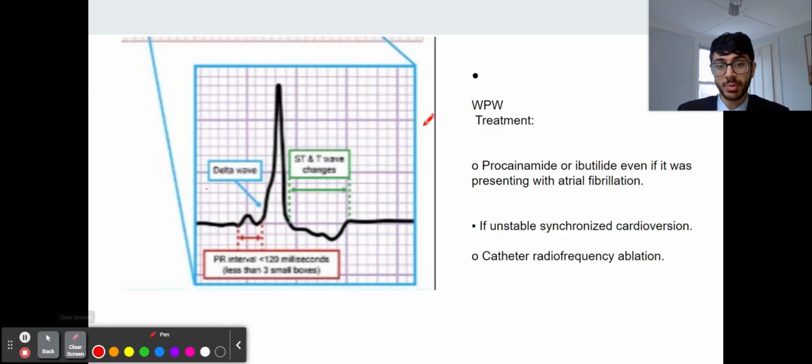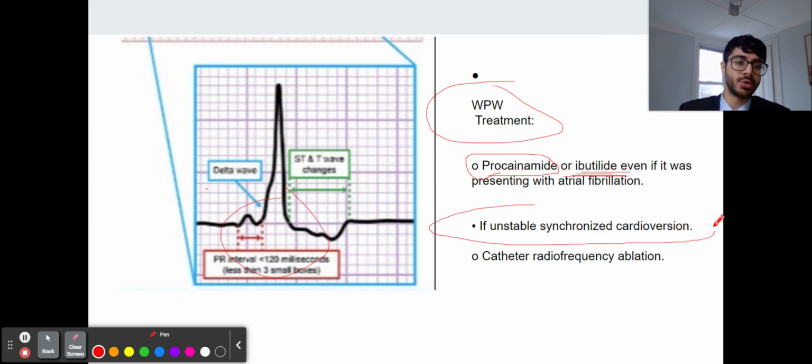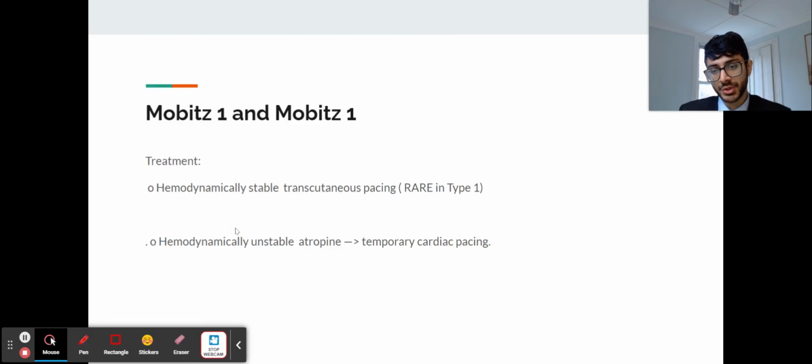So this is Wolff-Parkinson-White. You will recognize the delta wave and the shortened PR interval. This is the only indication in medicine where you use procainamide. If they don't put procainamide in the options, know that you can also use ibutilide. And then if unstable, again, synchronized cardioversion. Remember, I told you that we're going to synchronize cardioversion more often than we're going to do unsynchronized cardioversion. So it's just Wolff-Parkinson-White. Just remember what we do for this.